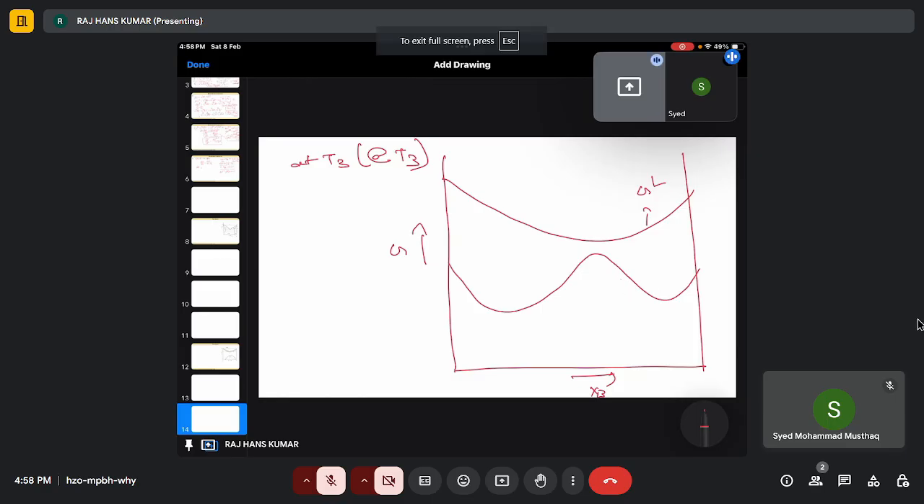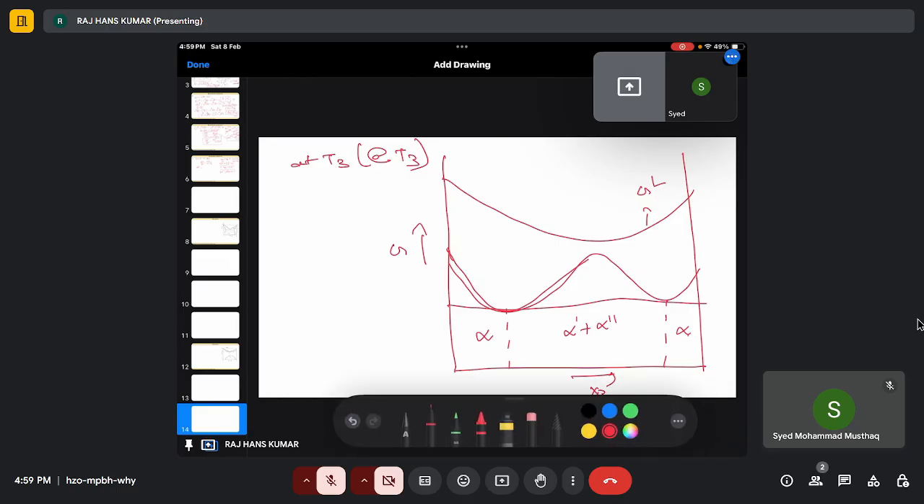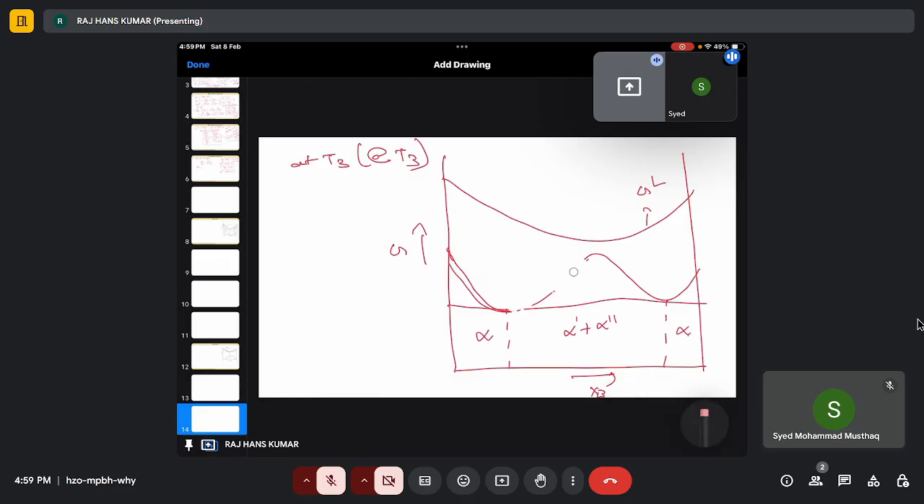Then if I draw a common tangent, this gives my alpha dash and alpha prime, and this will be my alpha. Okay. So yeah, if you want to draw curves for G alpha and G alpha dash and alpha prime, that can be drawn. It cannot be above this one, because if it is above this curve, then this one will be more stable, so it is not allowed like that.